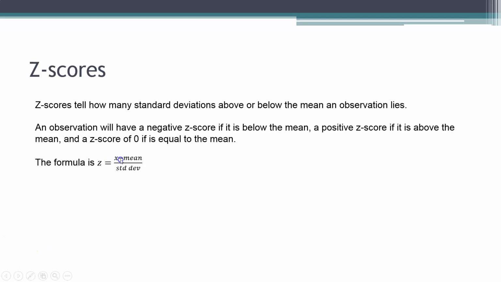So the formula is x, that's the value that you want to find the z-score of, minus the mean, and then divided by the standard deviation. I didn't write this as x bar and s or as mu and sigma because you can calculate the z-score for either a sample or the population. So we'll just leave it as x minus the mean divided by the standard deviation.